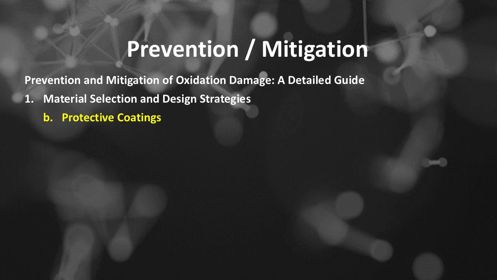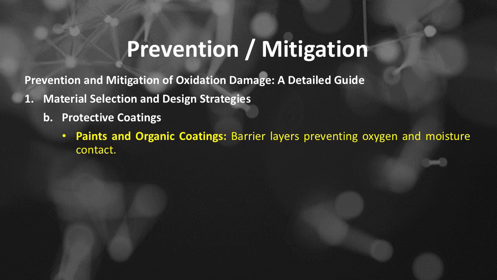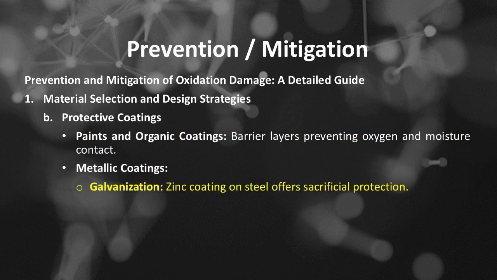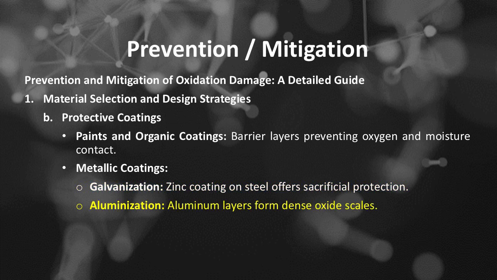Number B of material selection and design strategies is protective coatings. Paints and organic coatings: barrier layers preventing oxygen and moisture contact. Metallic coatings. Galvanization: zinc coating on steel offers sacrificial protection. Aluminization: aluminum layers form dense oxide scales.